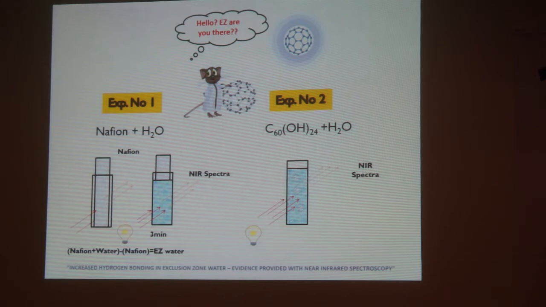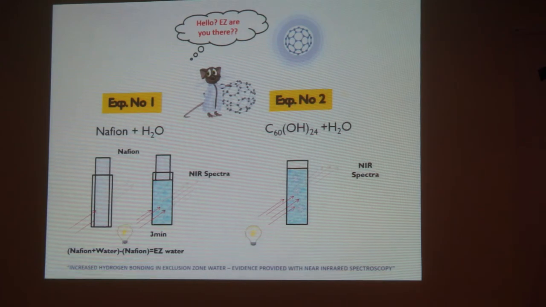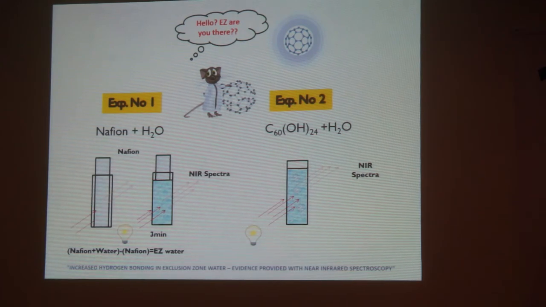We wanted to do a structural characterization of water using near-infrared for the exclusion zone water. So we took Nafion because we knew it is a very strong exclusion zone creator, and we took the spectra of such system. And we wanted to compare the spectral signature of such water with the spectral signature of fullerene solutions. More about this first experiment about water next to Nafion, you can see a poster which my colleague did. The poster is titled Increased Hydrogen Bonding in Exclusion Zone Water.